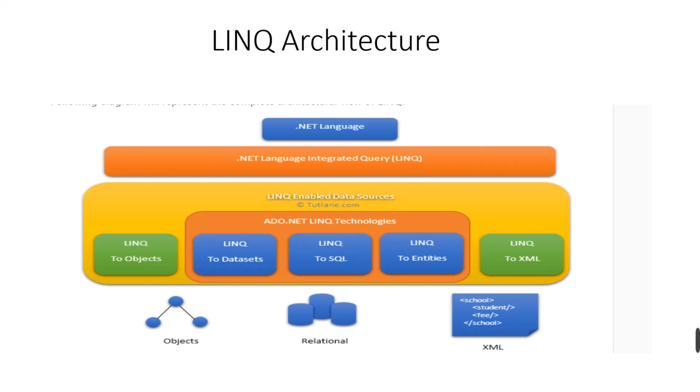So what is LINQ architecture? If I go through this diagram, on the top it is the .NET language, right? Below that, .NET language integrated queries. That means on the .NET framework we have LINQ, and LINQ deals with LINQ to objects, LINQ to dataset, LINQ to SQL, LINQ to entities, and LINQ to XML.